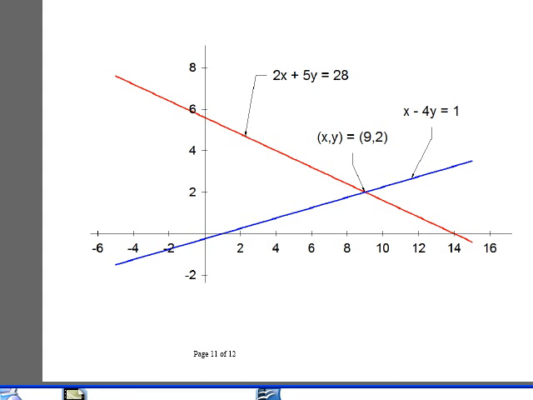And here's a graph of what's going on. Both of these were linear equations. Here's the equation 2x plus 5y equals 28. Here's the other one, x minus 4y equals 1. Now when solved as a system, you want to find the point where they cross, if it exists. And in this case, the point where they crossed was 9 and 2, and you can see that graphically, although we found it algebraically using elimination.